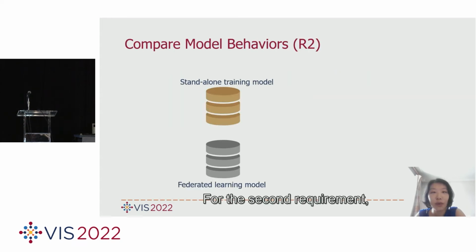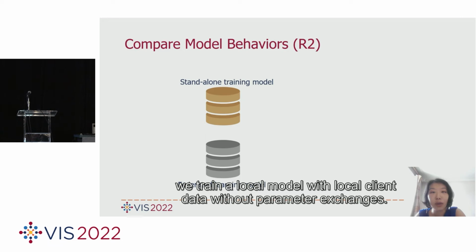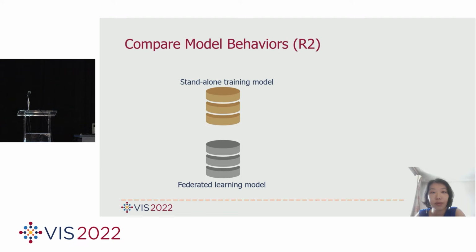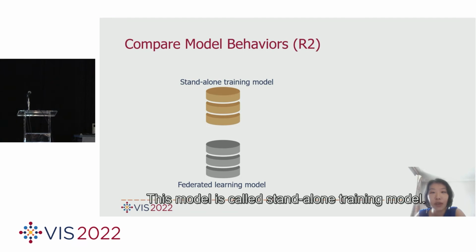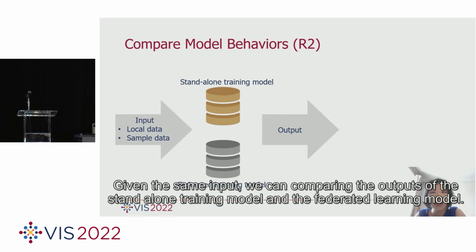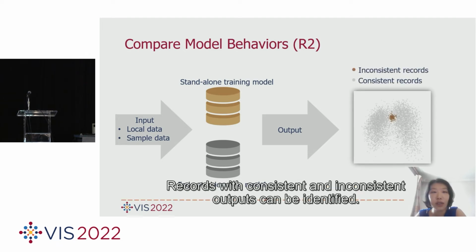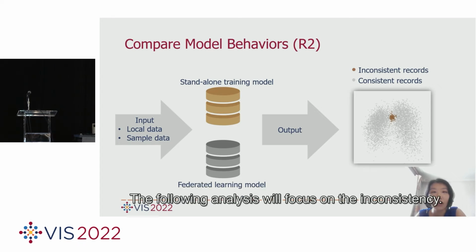For the second requirement, we train a local model with local client data without parameter exchange. This model is called the standalone training model. Given the same input, we can compare the outputs of the standalone training model and the federated learning model. Brackets with consistent and inconsistent outputs can be identified. The following analysis will focus on the inconsistency.